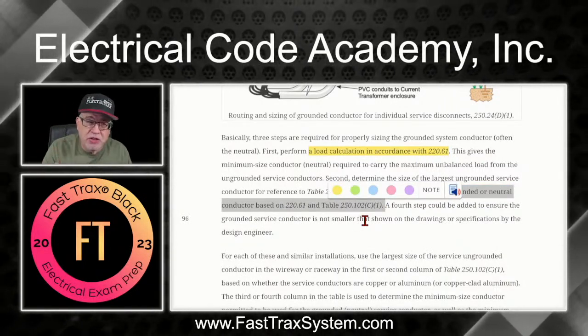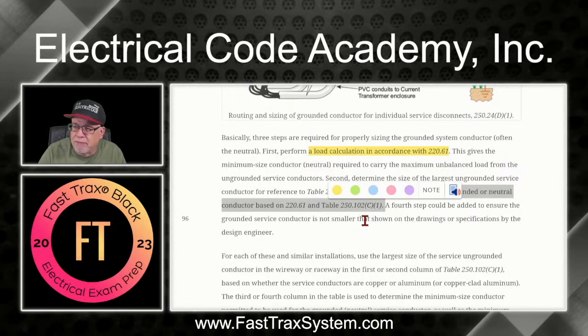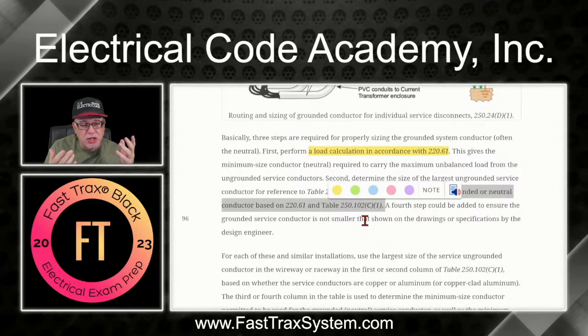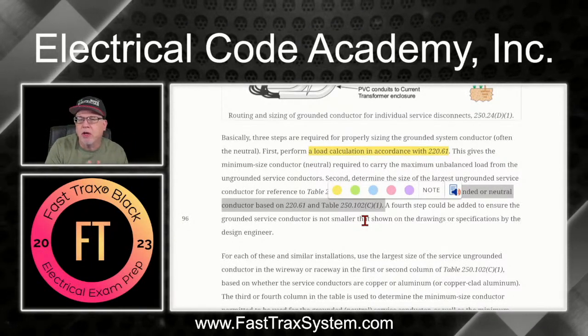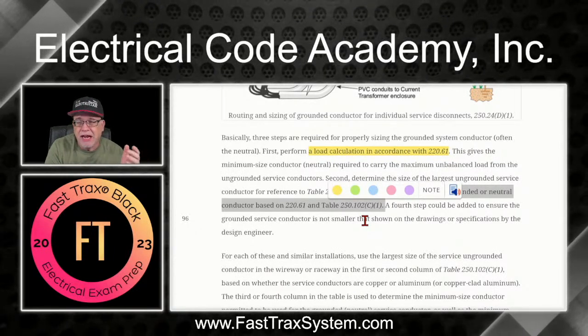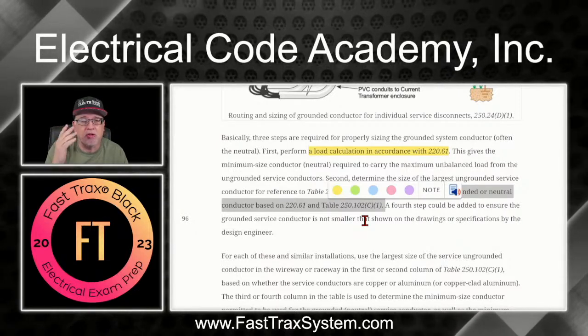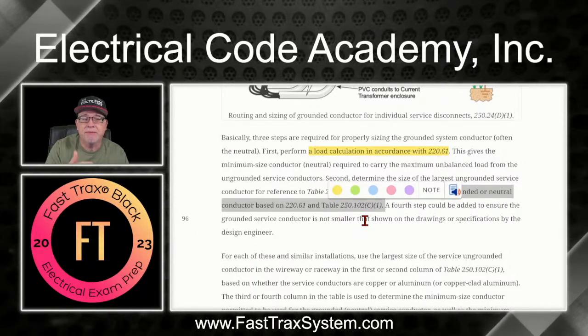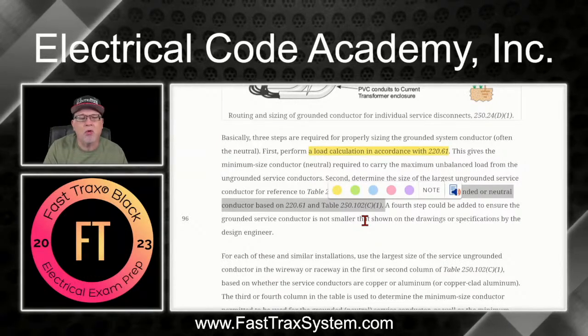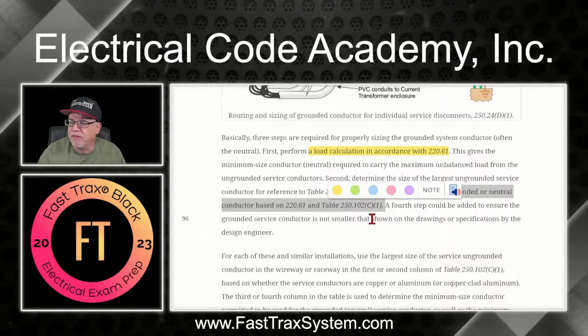Now, between me and you, typically, you're probably going to have the calculation yield the larger grounded conductor or neutral conductor, but you've got to be careful because it may not. And ultimately, you could do a calculation and then you end up running over to 250.102C1 and you go, oh crap, it can't be less than that. Okay, so important to be aware of that.